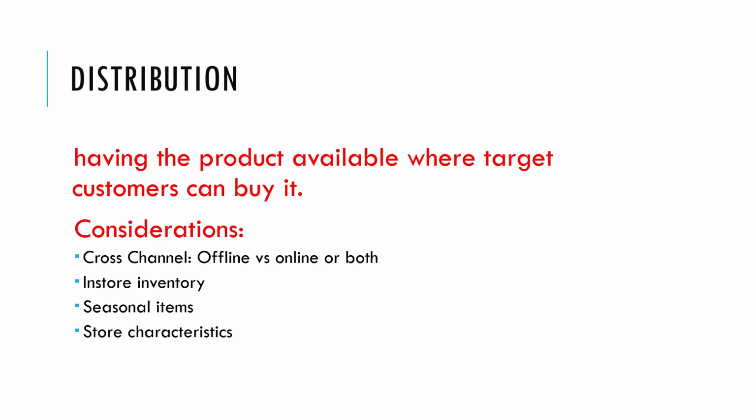Then comes the distribution channel, or having the product available where the customer can buy it. And there can be multiple channels, like in-store inventory, or a seasonal item that is available in a particular season, or both offline and online channels, like online delivery. So it includes the whole channel from where the products can be delivered.